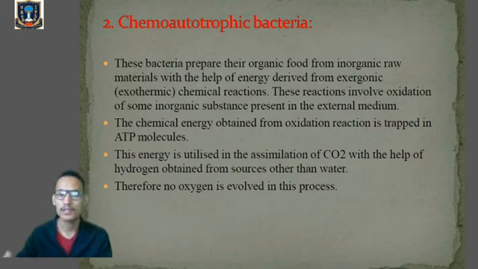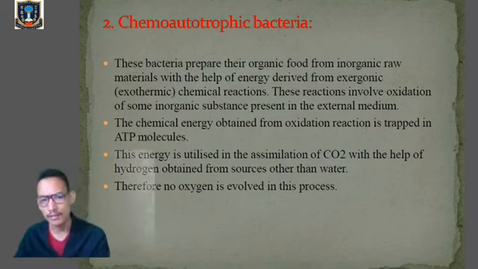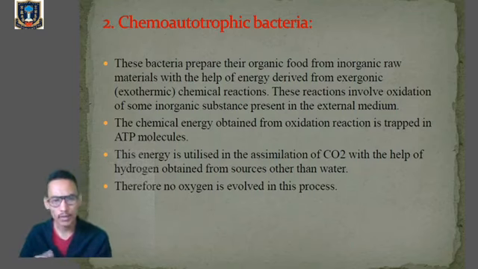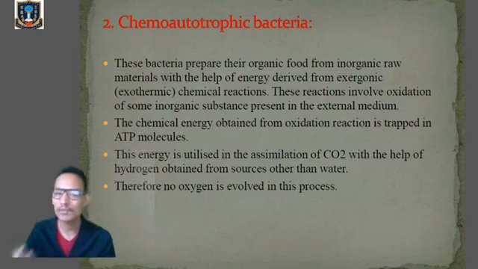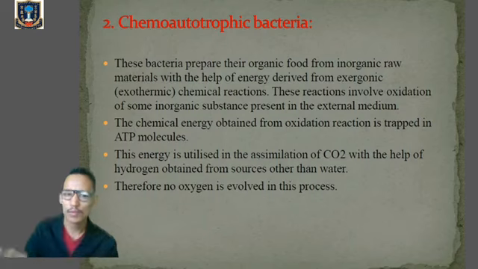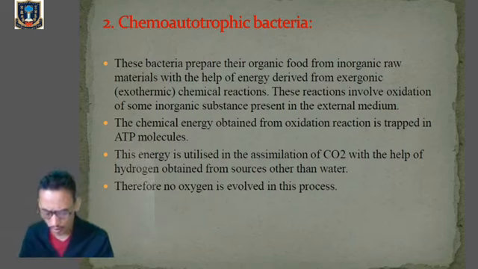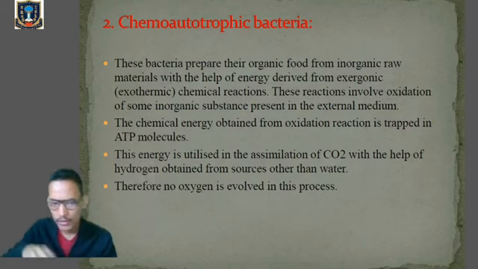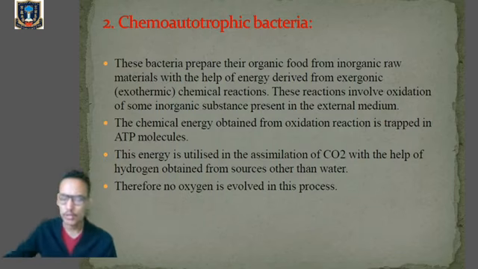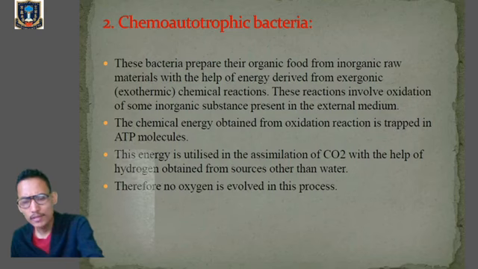That means the energy produced during the oxidation of inorganic substances will be utilized for the fixation of carbon dioxide with the help of hydrogen. But here hydrogen is not obtained from water; it's obtained from other sources. So here also no oxygen is evolved in this process. We have a few types of chemotrophic bacteria which we will discuss.